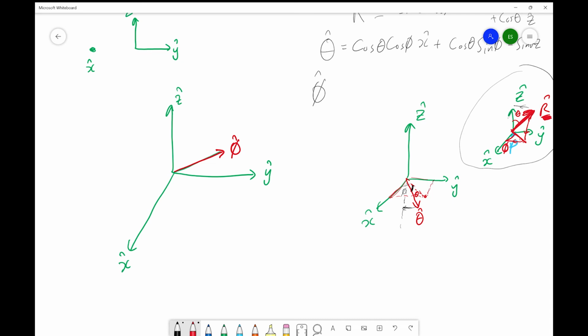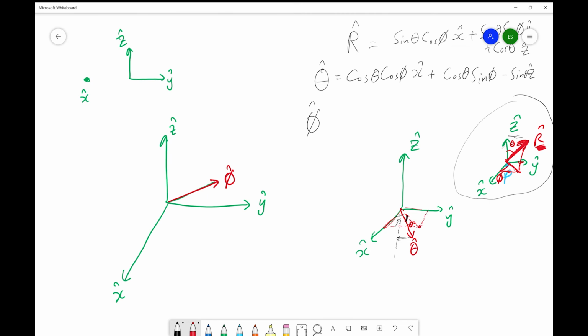In spherical coordinates, phi goes in a circle around the z-axis. So this is z. Phi is always increasing like this, right? So phi hat has no z component. And this is the projection of r hat on the xy plane, and phi hat is always going to be 90 degrees with respect to that.